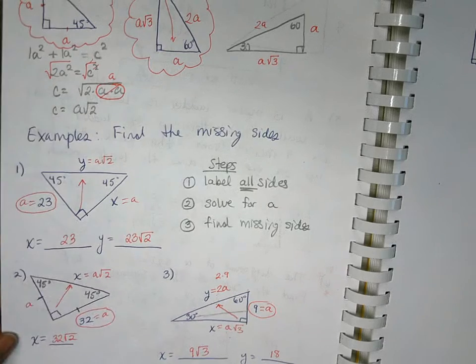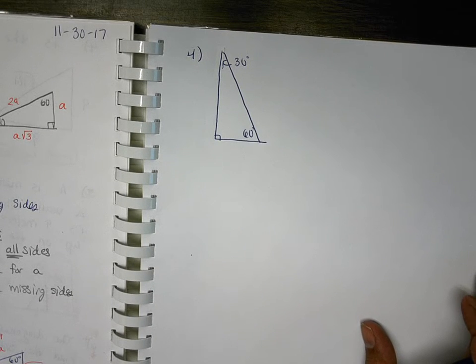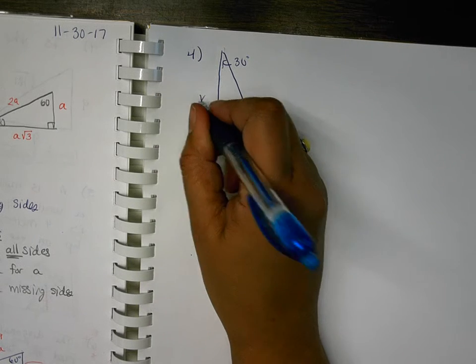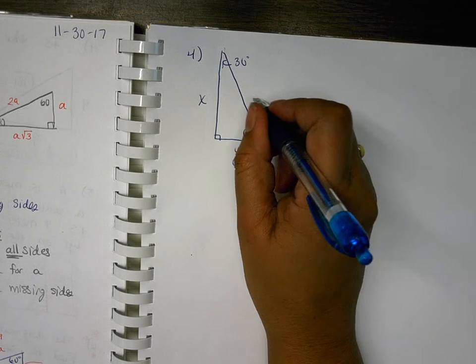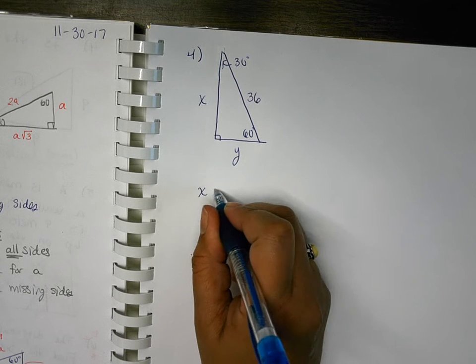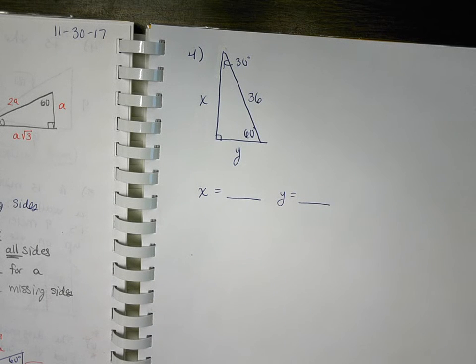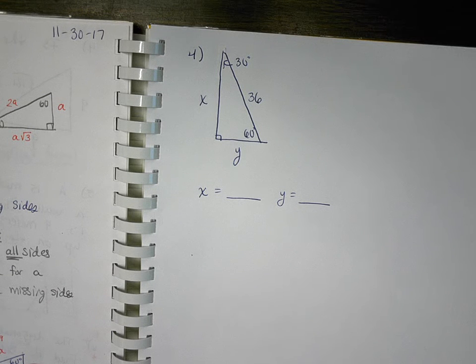Okay, there it is. I'm going to label this side as X, this side as Y, and the hypotenuse is 36. This is X equals blank, Y equals blank. All right, I'm going to give you a few seconds to go through and label all the sides.